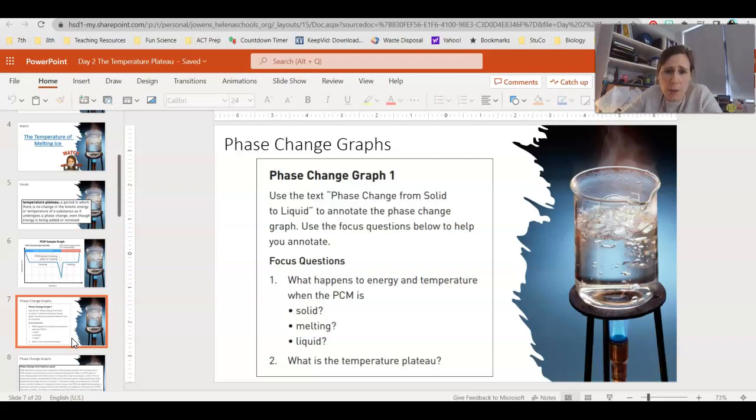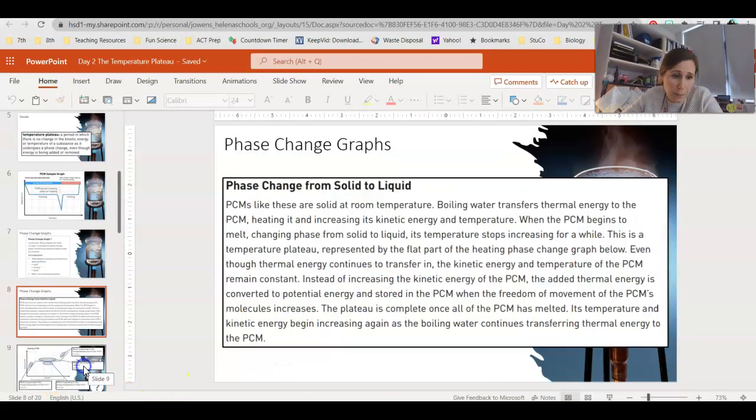Use the focus questions below to help you annotate. So you guys will see this in two pictures or in two slides on slide 9. These same questions will be repeated, and that'll help you guys kind of annotate your graph. So what happens to energy and temperature when the PCM is solid? So you guys will kind of point out when the graph is solid or represents a solid, when it's in the process of melting, and then when that substance is now a liquid, you guys will kind of identify what's happening to the energy and temperature of that PCM. Okay, and then finally, what's happening in that temperature plateau.